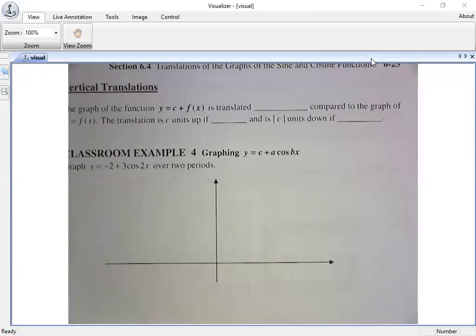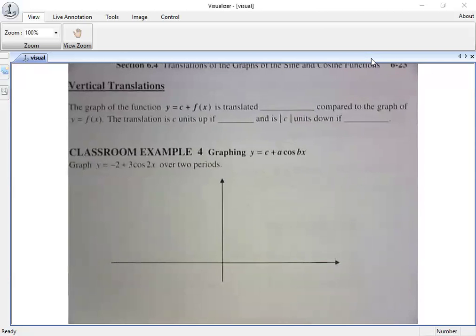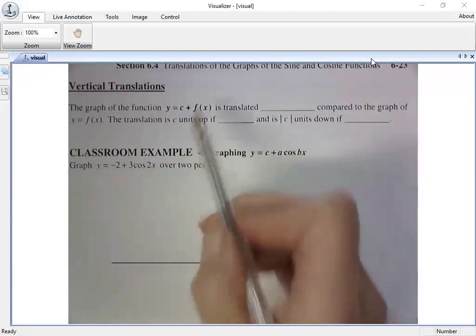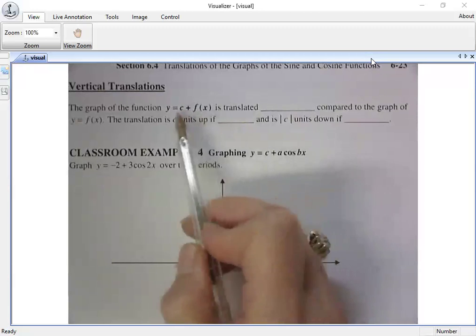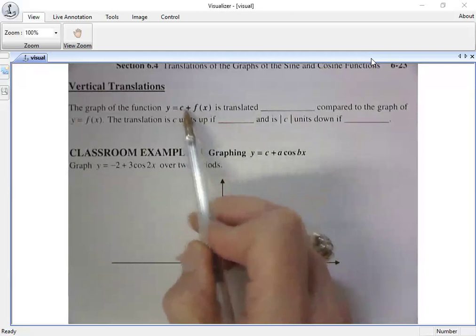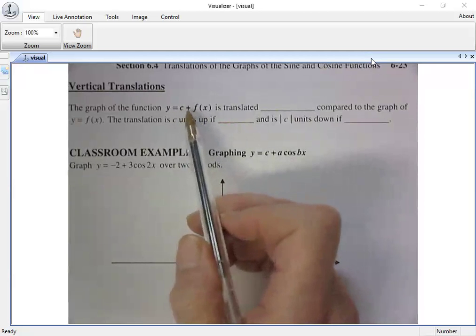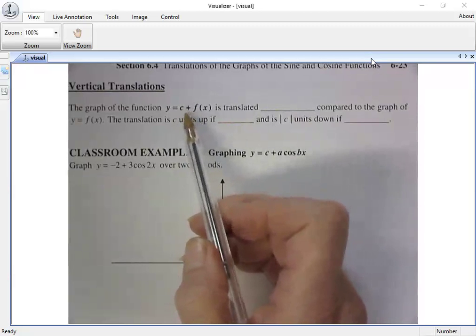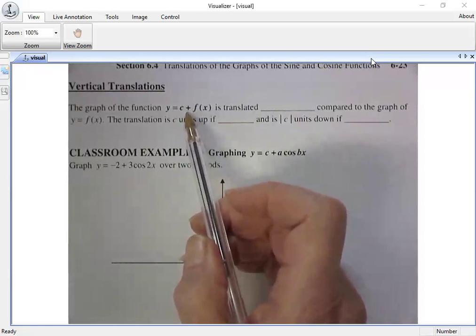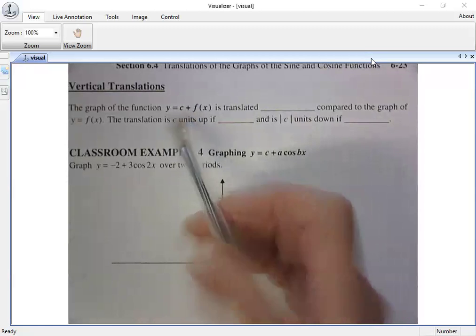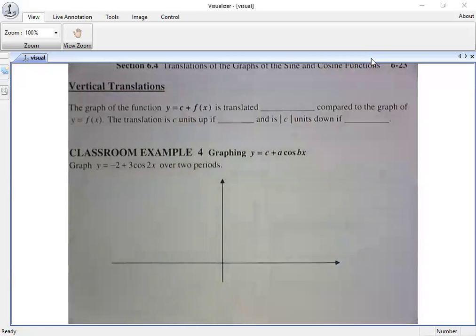Here's the last transformation, and we're going to talk about vertical translations. If you have a vertical translation, look at what this equation looks like. You've got some constant that's added to whatever the function is. You know how we did the temperatures in Arizona and there was that +74 at the end? That was a vertical translation. It meant I took the sine curve, but I moved it up 74 units.